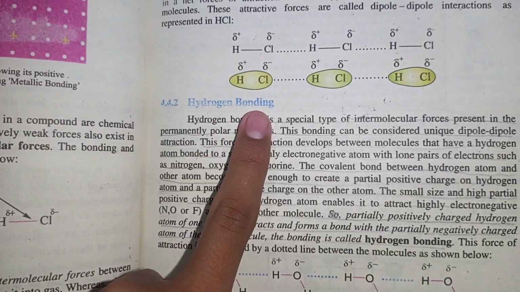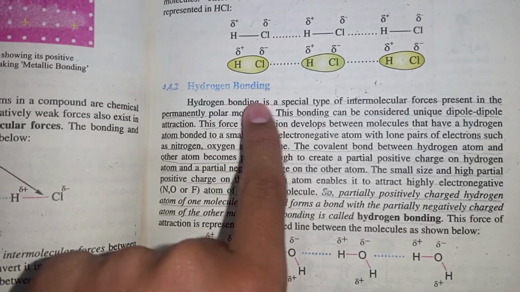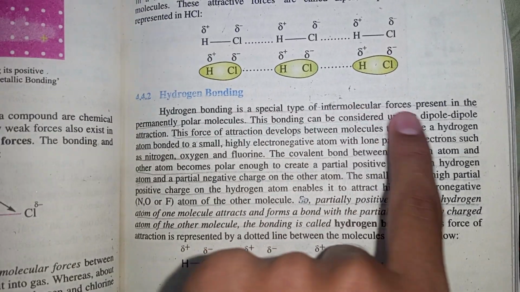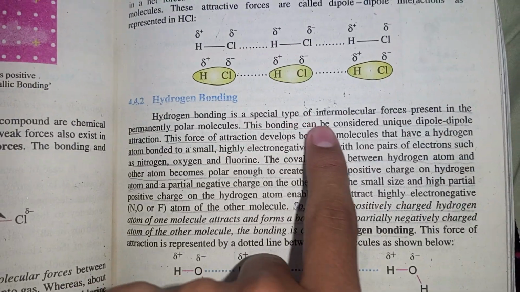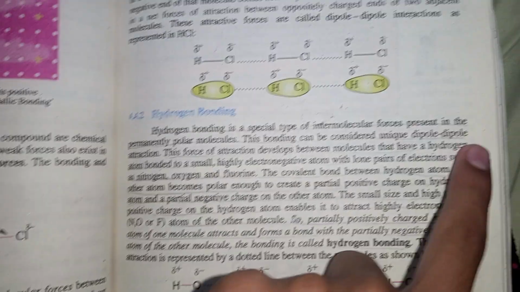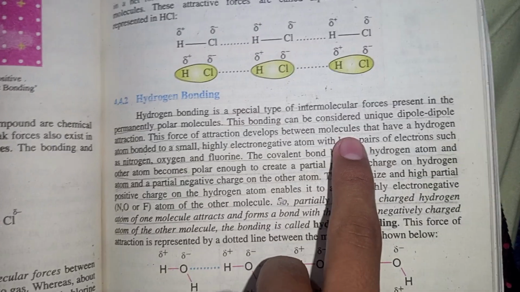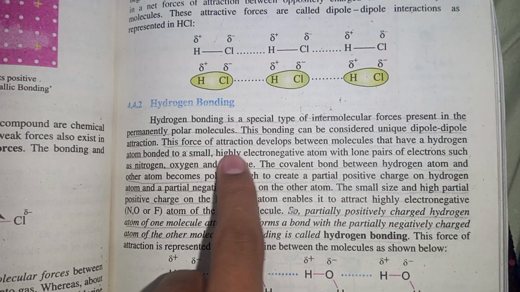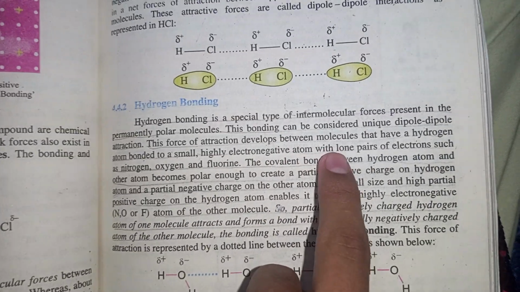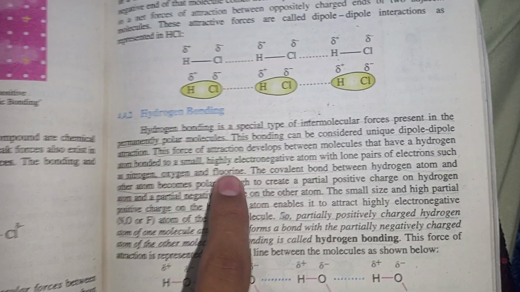Hydrogen bonding. What is hydrogen bonding? This is also a very important long question in board. Hydrogen bonding is a special type of intermolecular force present in permanently polar molecules. This bonding can be considered a unique dipole-dipole attraction. This force of attraction develops between molecules that have a hydrogen atom bonded to a small, highly electronegative atom with lone pairs of electrons, such as nitrogen, oxygen and fluorine.